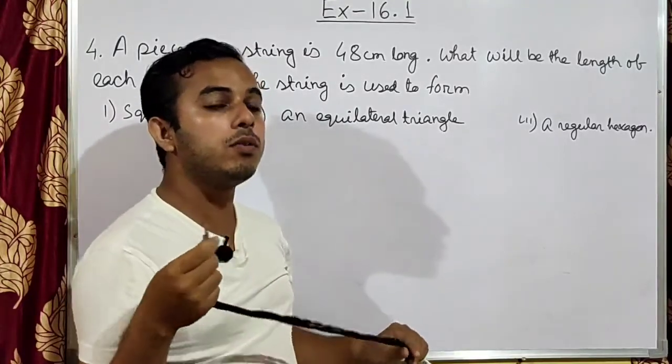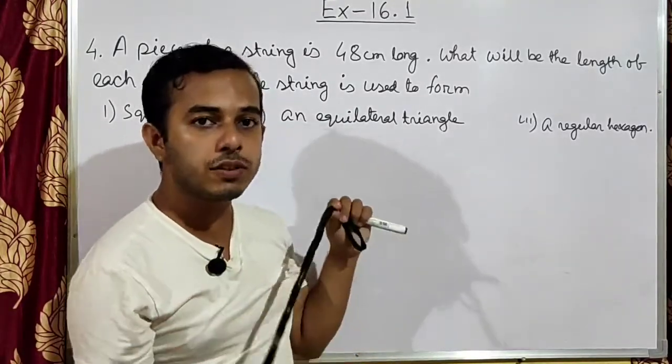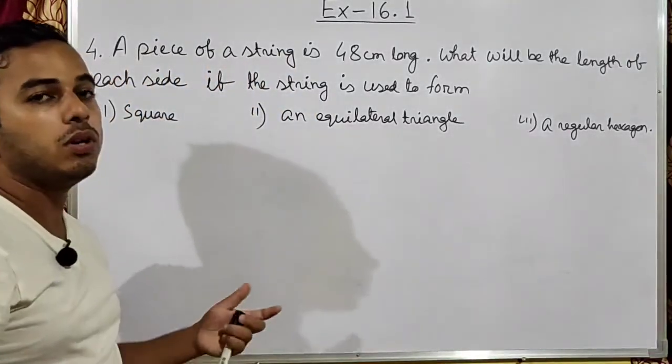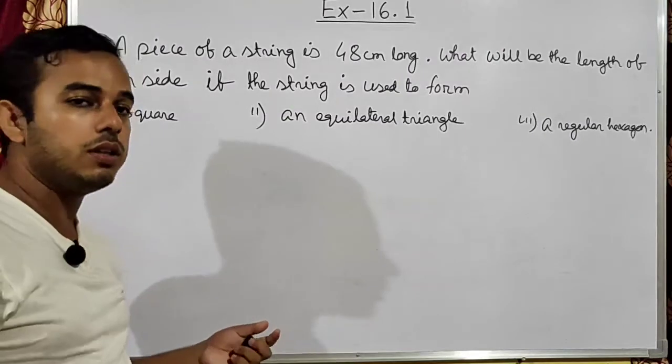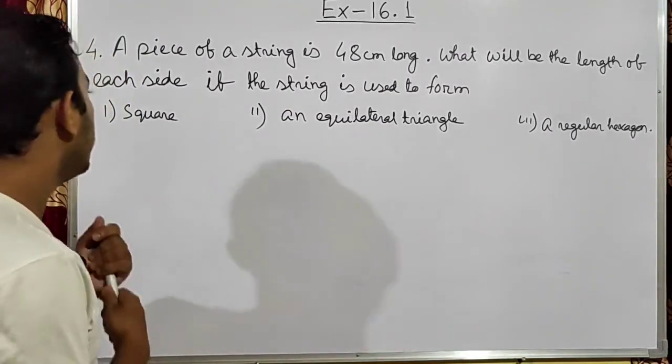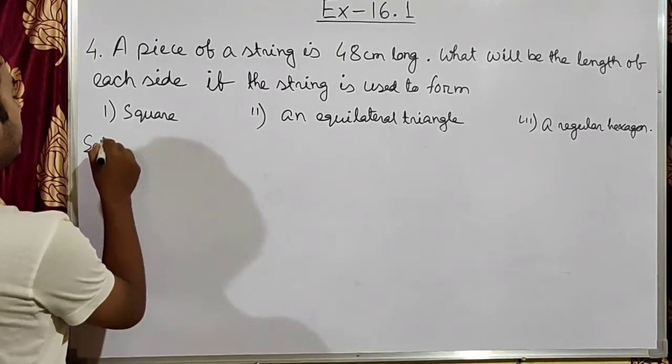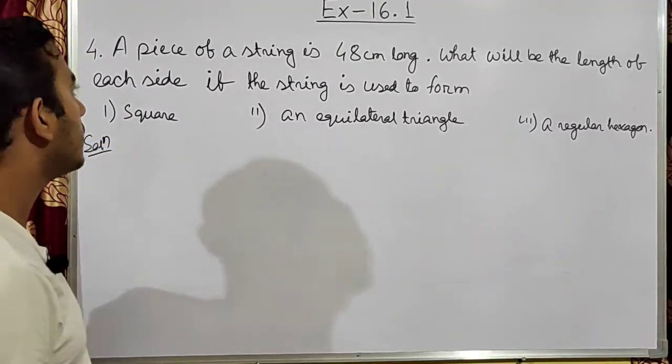Okay, its perimeter will be what? The perimeter of the square will be the length of the string, isn't it? Okay, so now if we know the perimeter, we can easily find out the length of the side. So let's start the solution. First of all, we write solution, right?